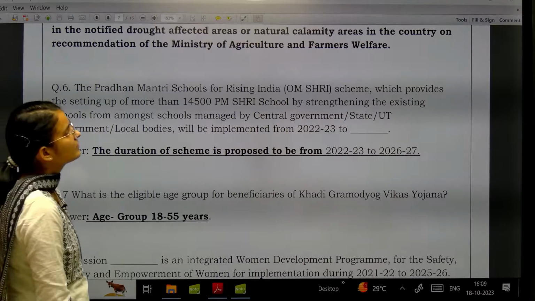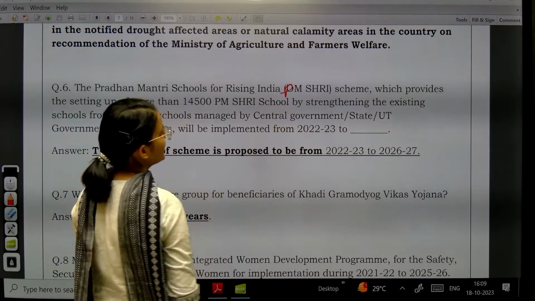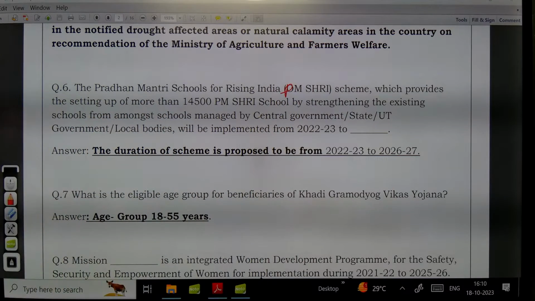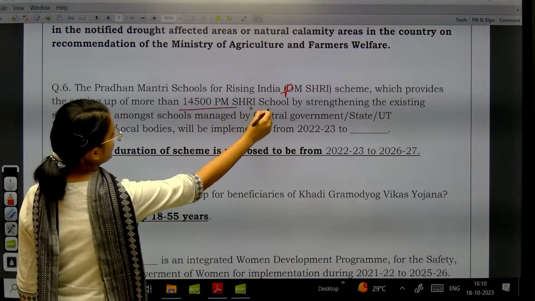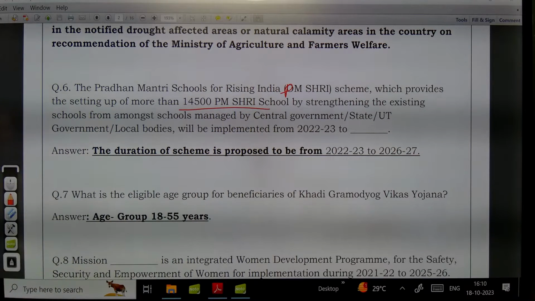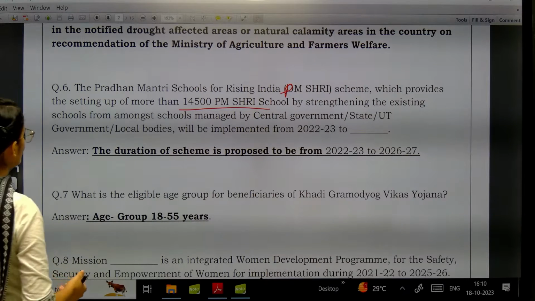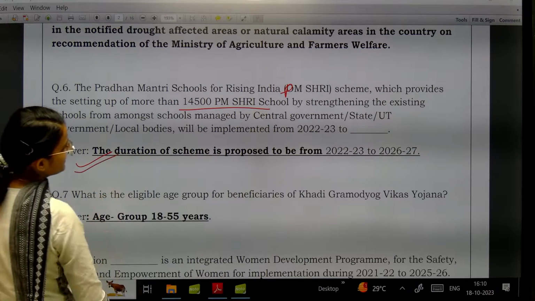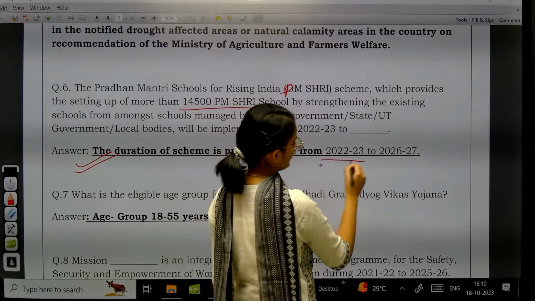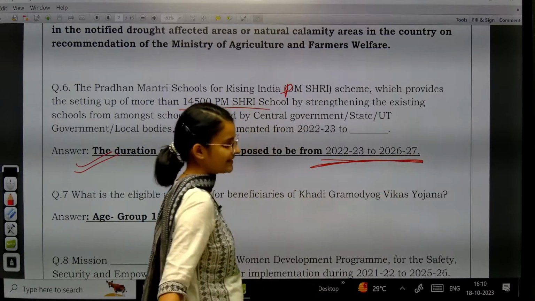PM Shri, this is PM Shri scheme which provides the setting up of more than 14,500 schools by strengthening the existing schools from among schools managed by central government, state government. The duration for this is 2022-23 to 2026-27.